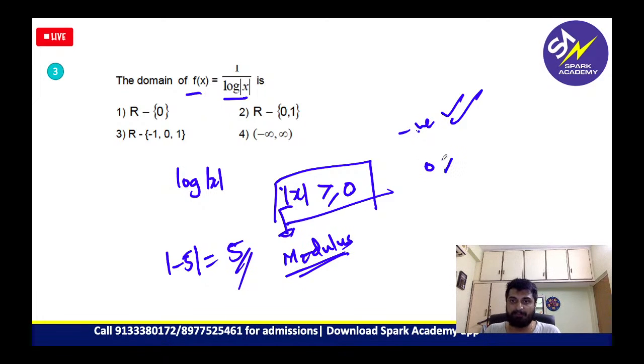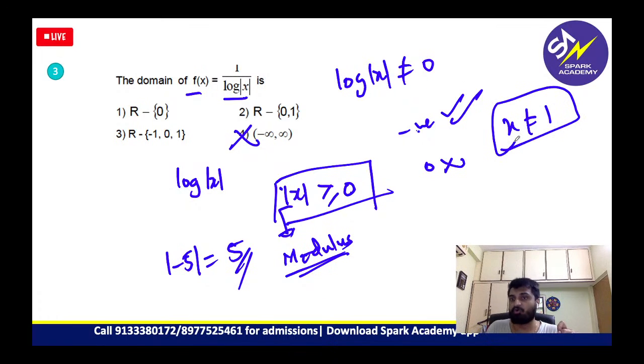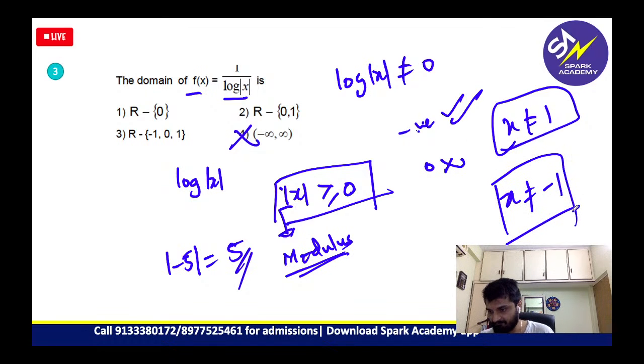Is 0 possible? No. That means what? Obviously, fourth option I have ruled out. And also it is numerator denominator. So denominator shouldn't be 0. That means what? X cannot be 1 also. X cannot be 1 means the negative part, minus 1, also it can't take. Why? Because if you give 0, it won't be defined. So 0 you can't take.